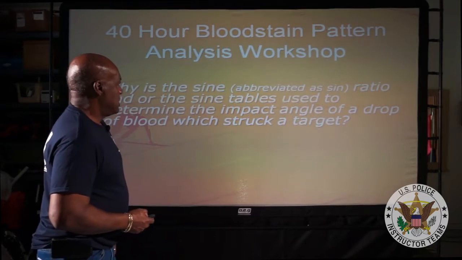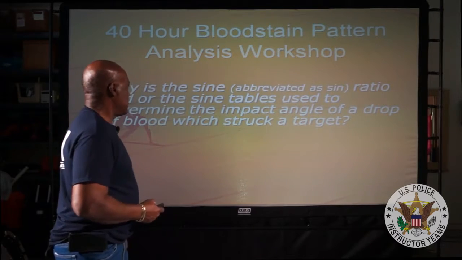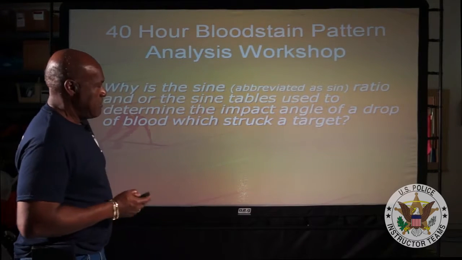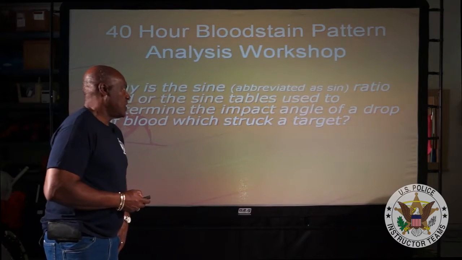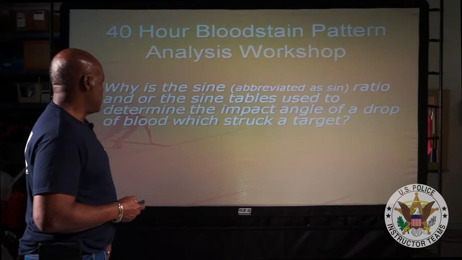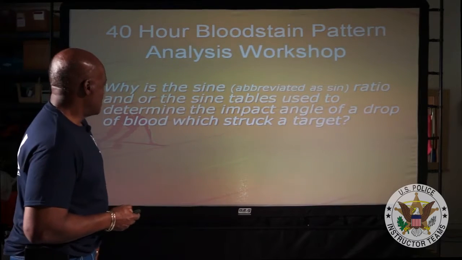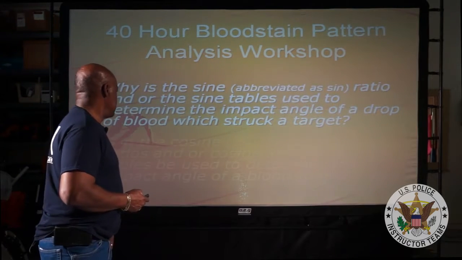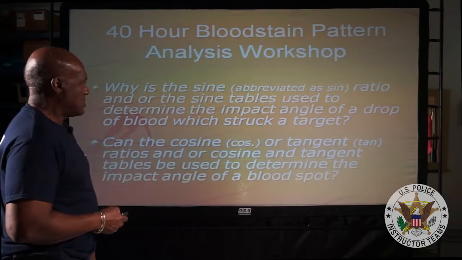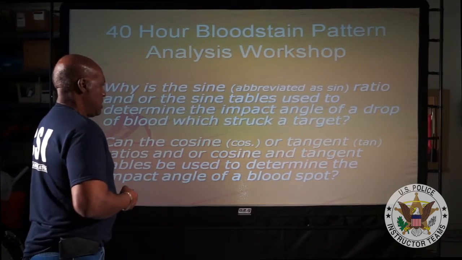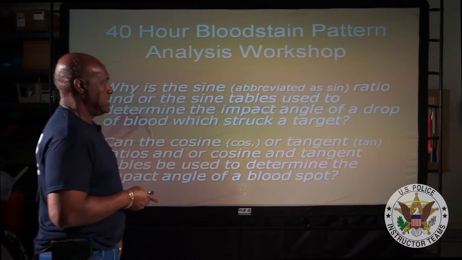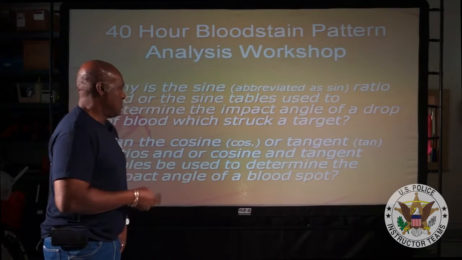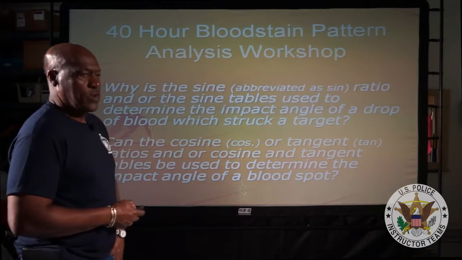Why is the sine abbreviated? Sine ratio, or that? That's to determine the impact angle. To determine the impact angle, we always use the sine ratio, and to determine the point or area of convergence, we'll use the tangent ratio, which we'll see later. So can the cosine or the tangent be used in blood stains? Yes, we use the sine and the tangent, but at no time at all, for what we may be doing, will we need to use the cosine ratio.